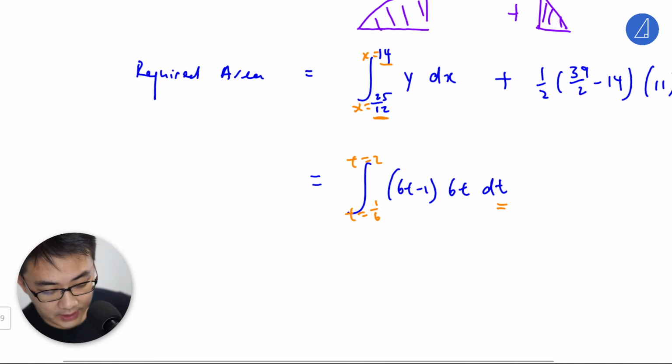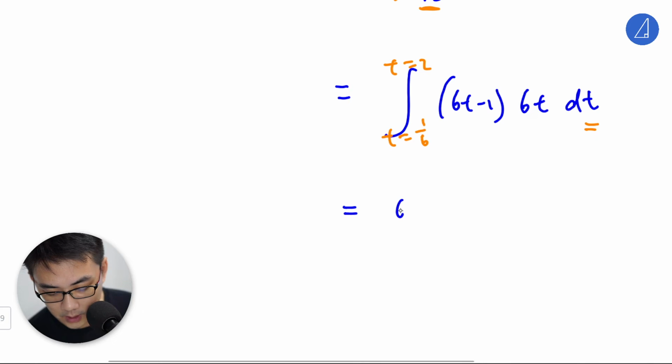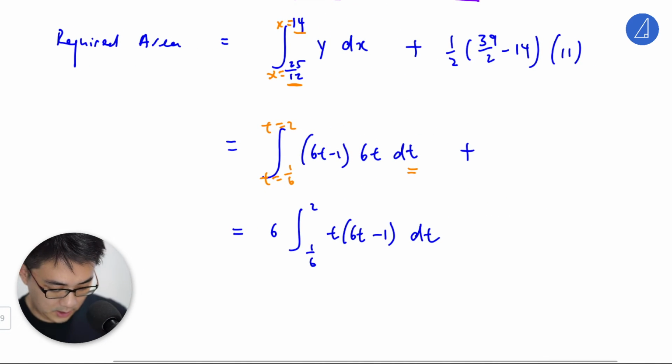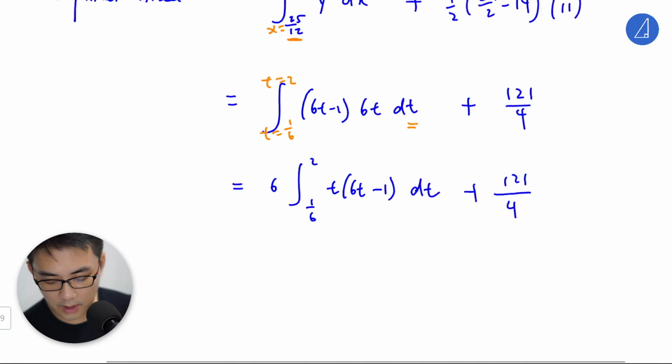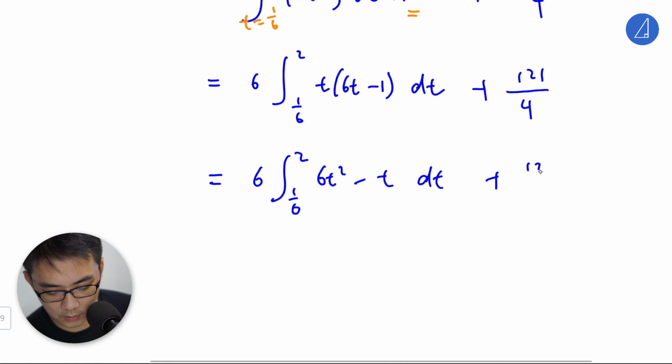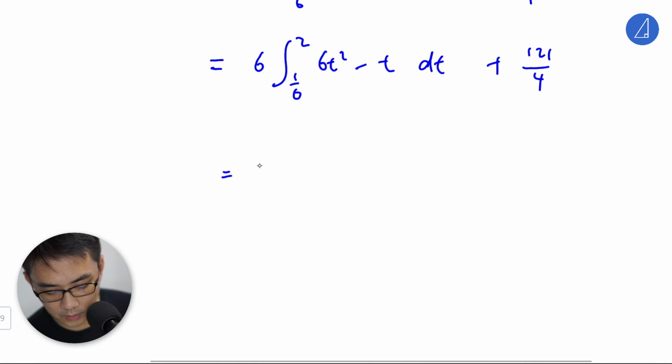So what we're going to do is just expand this out. So this will be 6, I'm going to bring this below, dt. I took the t out, and this will just be (39 over 2 minus 14) times 11 over 2. That will be 121 over 4. And this will give us plus 121 over 4. This will be 6t cubed over 3 minus t squared over 2, from 1 over 6 to 2.